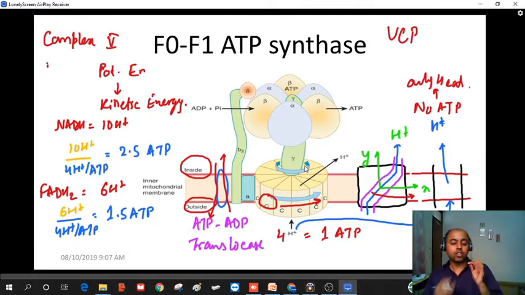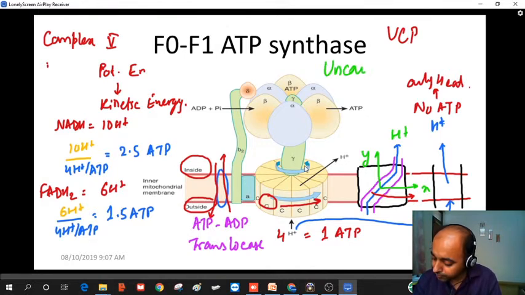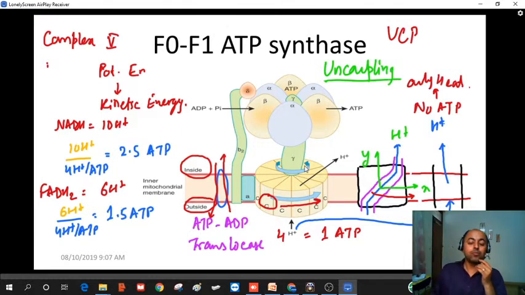What is happening here? The oxidation is occurring, but phosphorylation is not occurring. The proton gradient has been established, but the ATP is not being synthesized. And therefore, this is also an instance of uncoupling. The UCP actually stands for uncoupling protein. The molecules which activate it will be known as uncouplers.